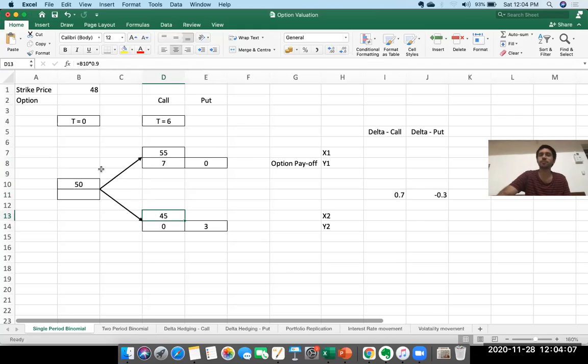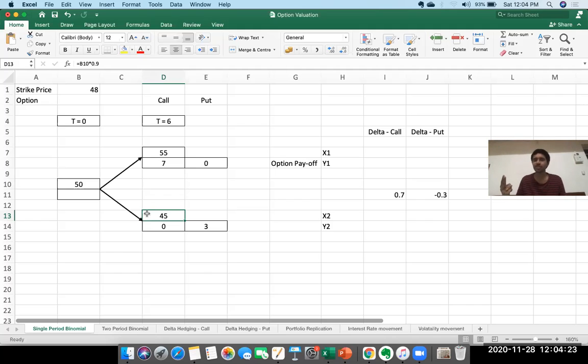Okay, the possibility of the upper node could be anything. The possibility of the downside movement could also be anything. The only condition is that the upside probability plus the downside probability should obviously be equal to 1. Because there is no third possibility, right?